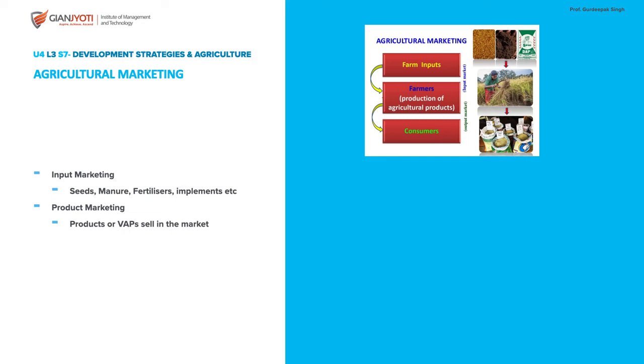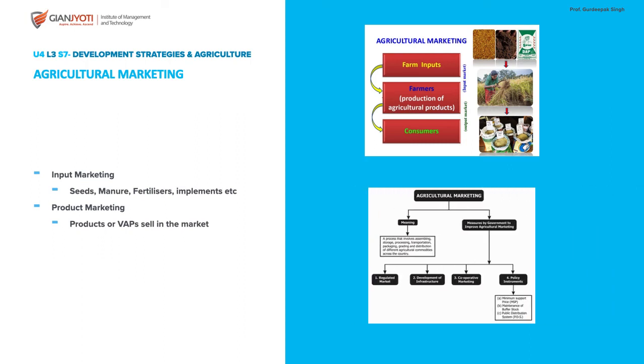In order to get your crops, you need some farm inputs in terms of seeds, fertilizers, and other manures or implements in terms of the machinery that you require. That is what we call the input market. The other is the product market, which we call the output market, when the crop is ready. Those products and the value added products are sold in the market. That is the second, the output market or product marketing mode, as we call it.